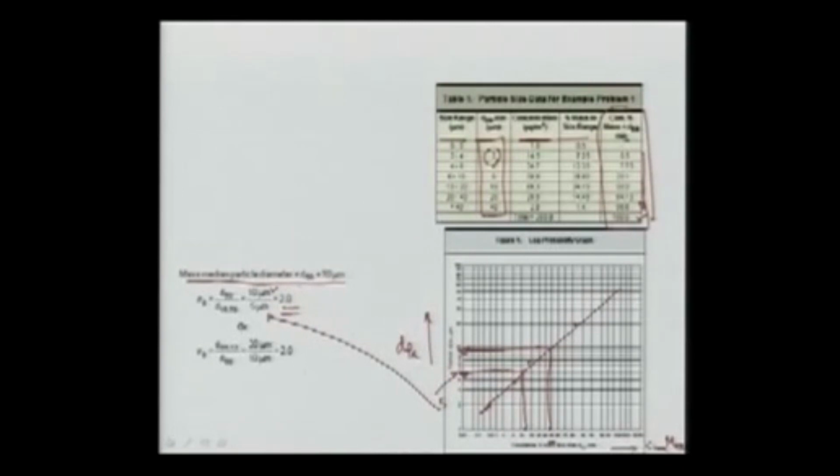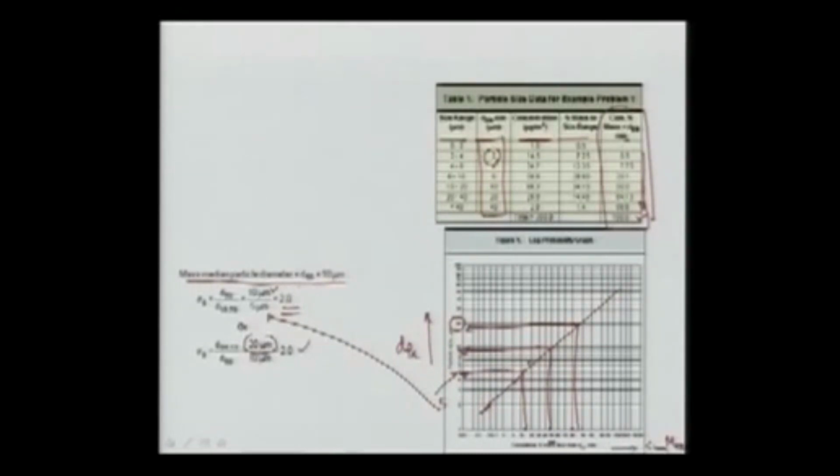You can do it on the other side also. You can take D50 and D84.13. If I take 84.13, that also will give me the same thing. This point is 20, as you can see here. So I take the 20 here, 20 by 10, and that will still give me the same answer.